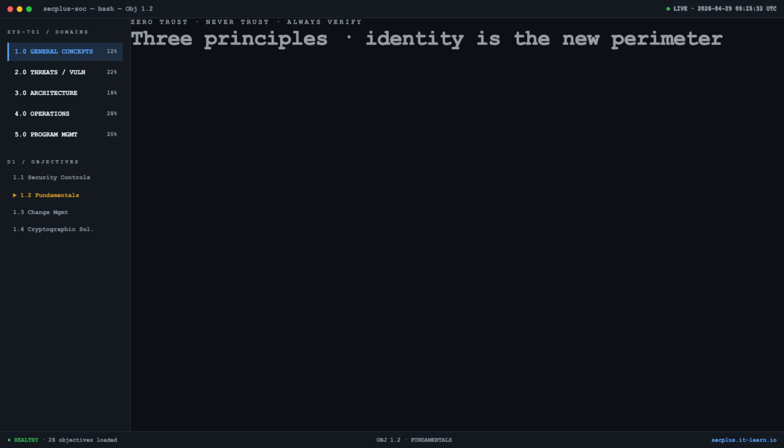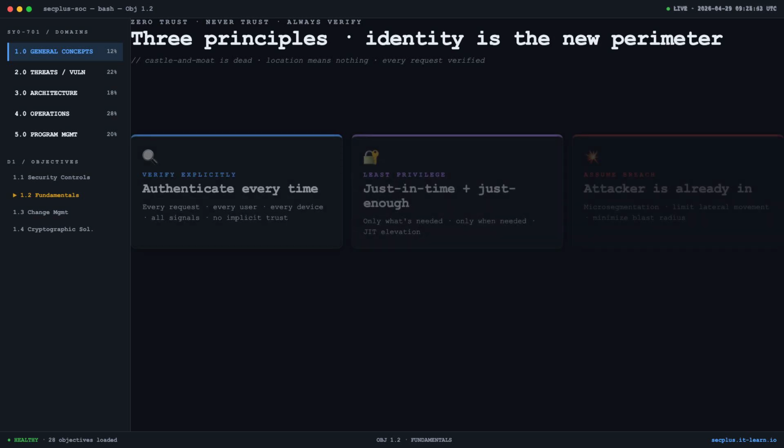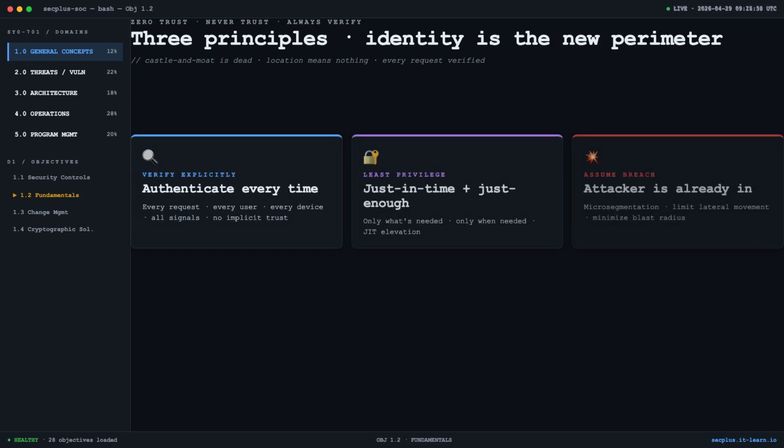3 principles. Verify explicitly. Authenticate and authorize on every request with all available signals. Use least privilege, including just-in-time and just enough access, so a user only has the permissions they need at the moment they need them. Assume breach. Design as if the attacker is already inside, and minimize the blast radius. The components: microsegmentation, continuous verification, identity-centric security, software-defined perimeter, MFA everywhere. Microsegmentation is the network architecture piece.